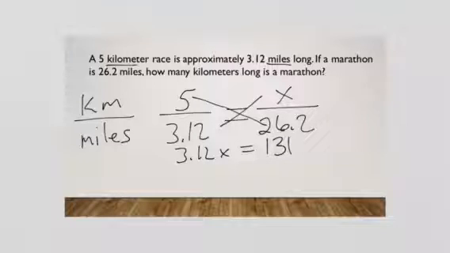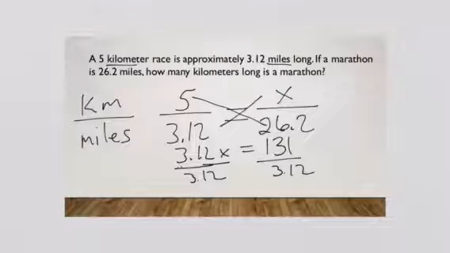Now, we're going to divide by 3.12 on both sides. So we'll do 131 divided by 3.12, and we get approximately 42 kilometers. It's really 41.987. And having run marathons, around 42 kilometers sounds right.